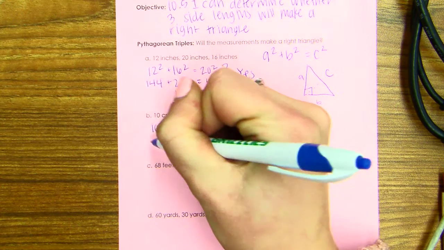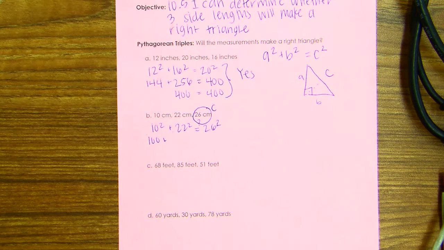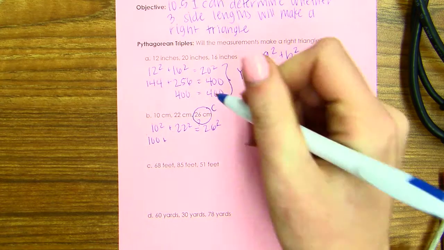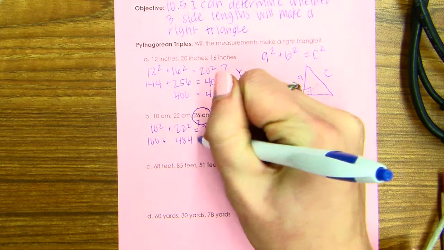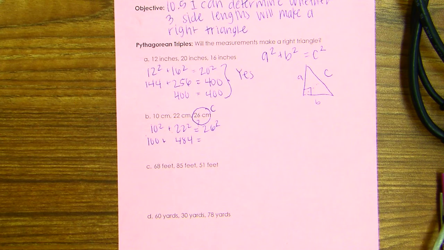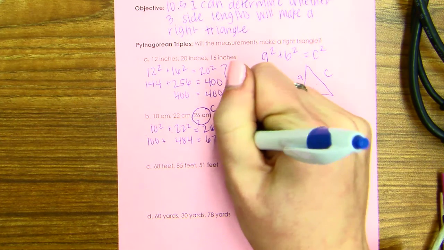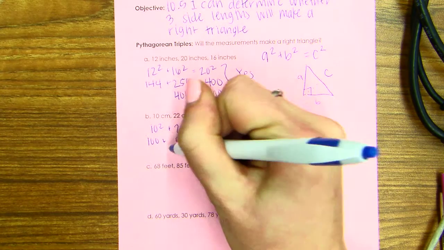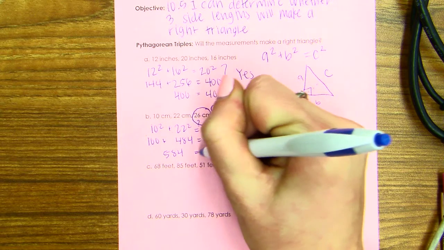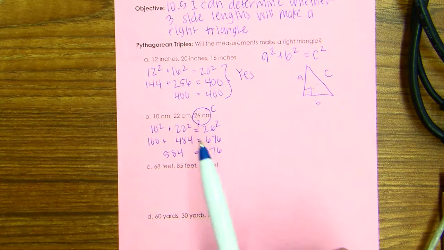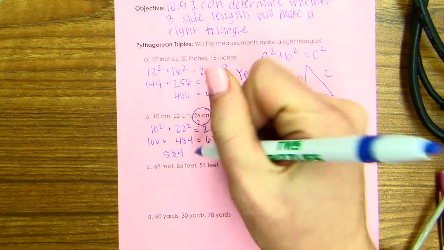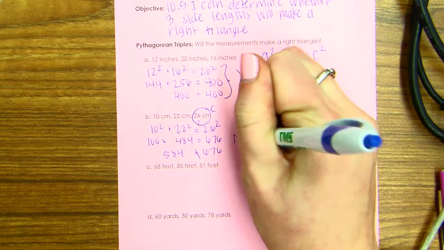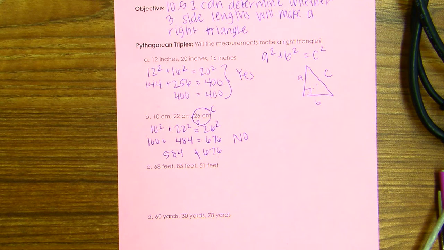So 10 squared is 100, 22 squared is 484. Does that equal 26 squared? 26 squared is 676. And I'll add these two. 100 plus 484 is 584. These two are not equal, so this does not make a right triangle because the Pythagorean theorem does not work.